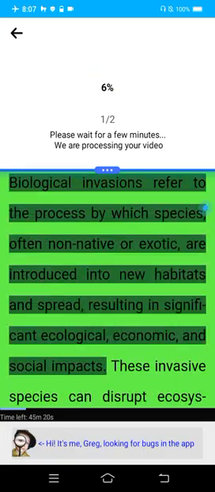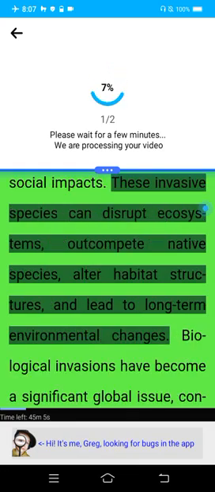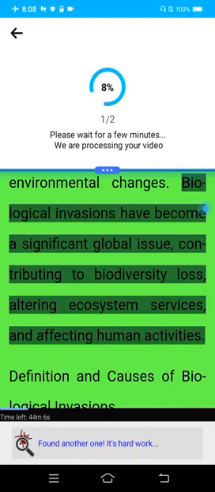Biological invasions. An overview. Biological invasions refer to the process by which species, often non-native or exotic, are introduced into new habitats and spread, resulting in significant ecological, economic, and social impacts. These invasive species can disrupt ecosystems, outcompete native species, alter habitat structures, and lead to long-term environmental changes. Biological invasions have become a significant global issue, contributing to biodiversity loss, altering ecosystem services, and affecting human activities.